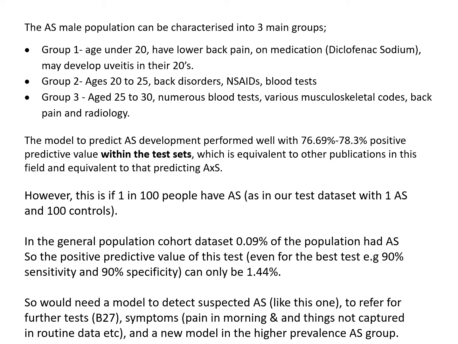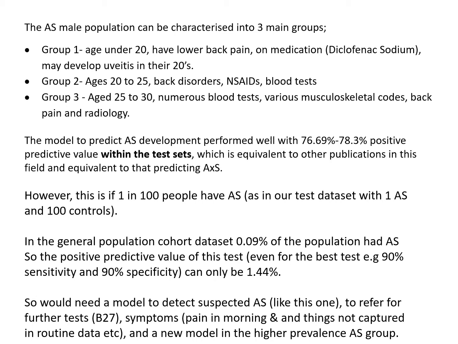Then the person might need to be referred for further tests, like a B27 test. Their symptoms might be monitored so we can build a new model which incorporates the symptoms. But this would be a group where there's a higher proportion have AS. We would run a new model on this higher prevalence of AS. And perhaps then that would highlight a few who we think have suspected AS again, and we would need to run it again where there is a higher prevalence of AS in the new group as well.